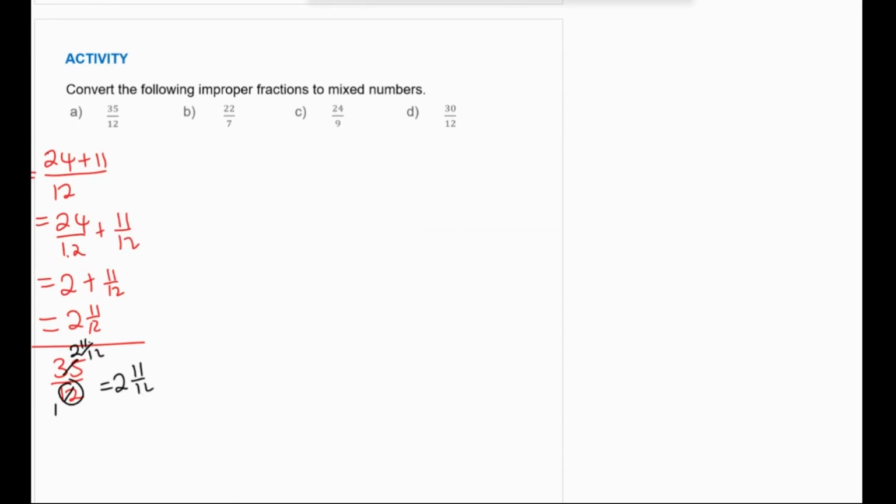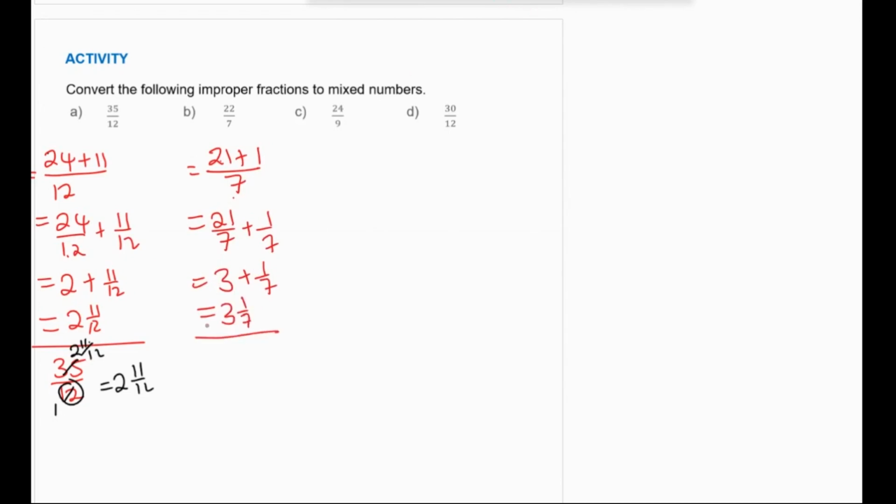Okay. Then B, 22 divided by 7. The highest multiple of 7 just before 22 is 21. So we can break 22 into 21 plus 1. It's over 7. And then this is like 21 over 7 plus 1 over 7. 21 divided by 7 is 3. And then plus 1 over 7. And then our mixed number is 3 and 1 over 7.